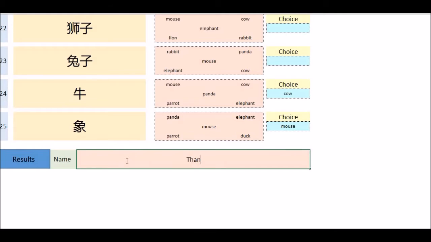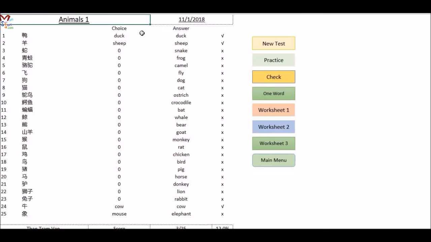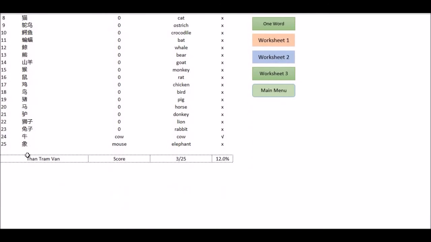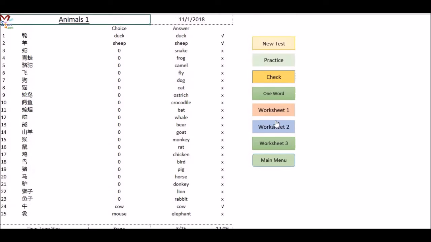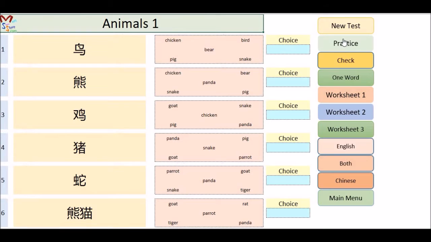Enter your name and press results. Gives full assessment to print off. Name, date, all selections, right or wrong, correct answer, mark and percentage. New test generates a new test to take.